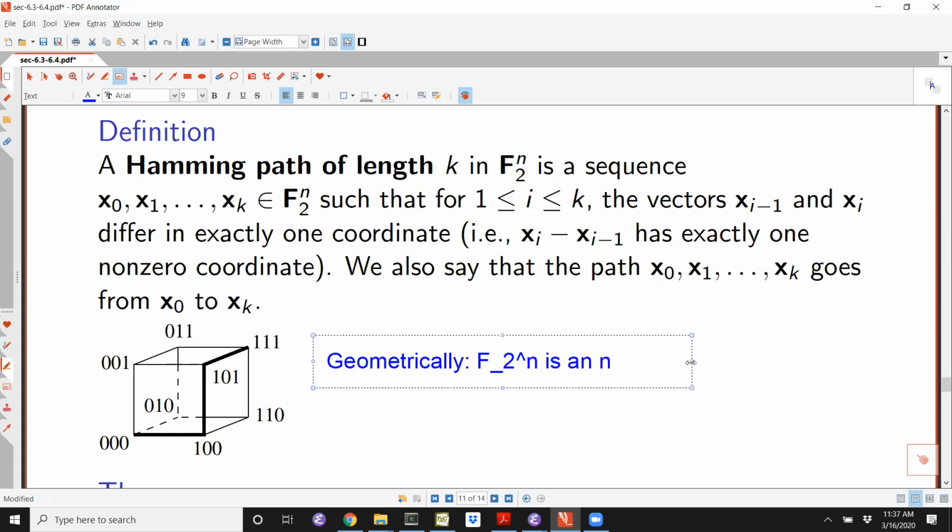Whoa! I can hear it. That's the sound of your mind being blown by an n-dimensional cube. Whoa!